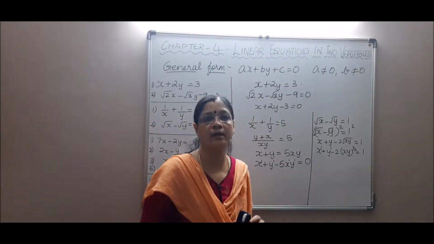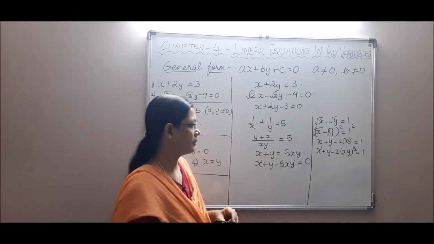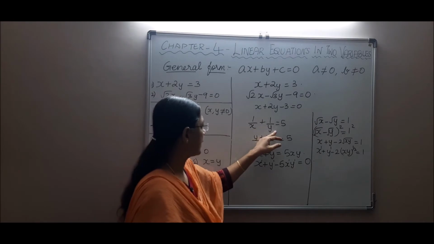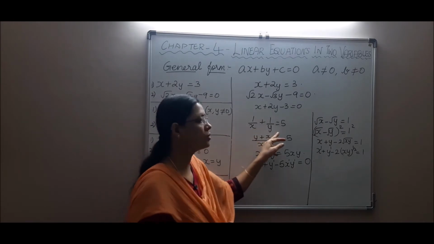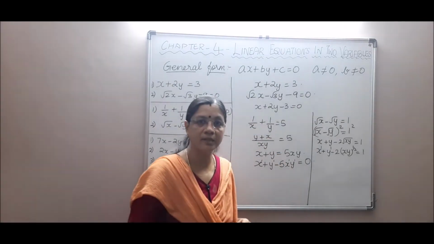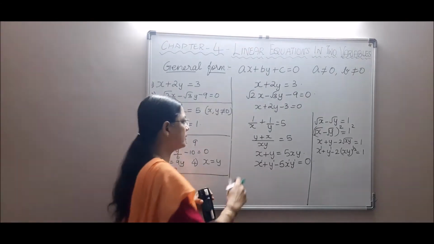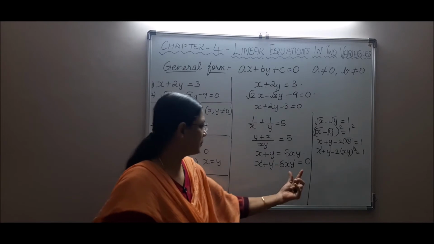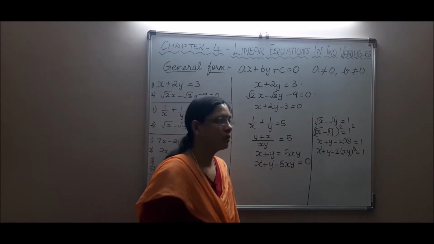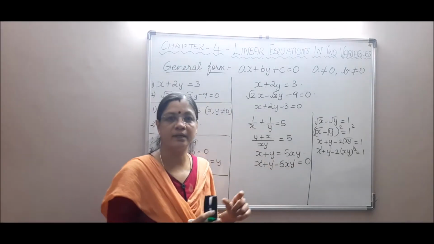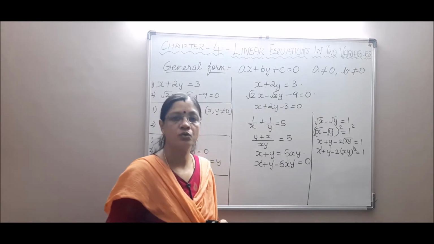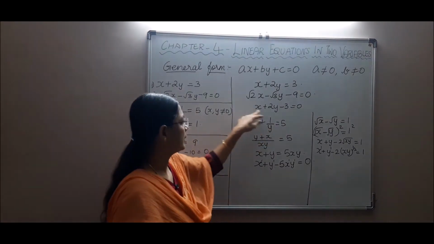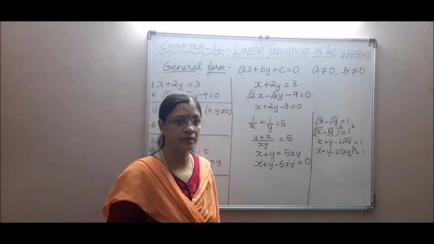So what do you understand by these two examples? See, this x and y, there are two variables in this equation, but when it is in the denominator, when you simplify, you get a term xy which brings the degree of the equation to 2, so it doesn't come into the category of linear equations.